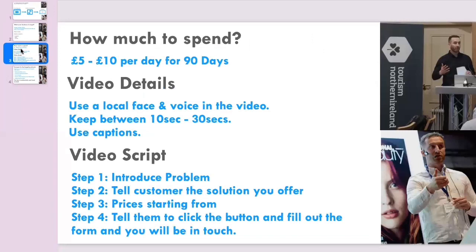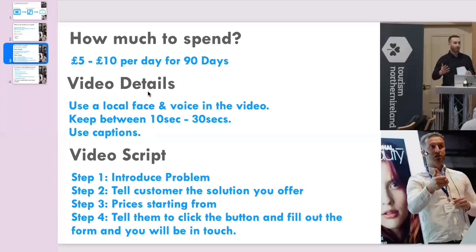So how much are you going to spend? You're going to spend £5 to £10 per day for 90 days. We have to spend 90 days in this campaign because 90 days will bring back some quality data that will allow us to judge if the campaign was a success or a failure. Now, how do you justify £5 to £10 per day? Well, over the course of a month, it's similar to the cost of a local newspaper advert.